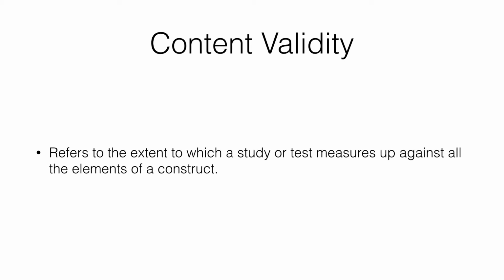Content validity refers to the extent to which a study or test measures up against all elements of a construct. For example, suppose we are looking at the effects of stress on worker productivity. We have our participants answer questionnaires about how much they think they are affected by stress in the workplace and how much it affects their productivity.